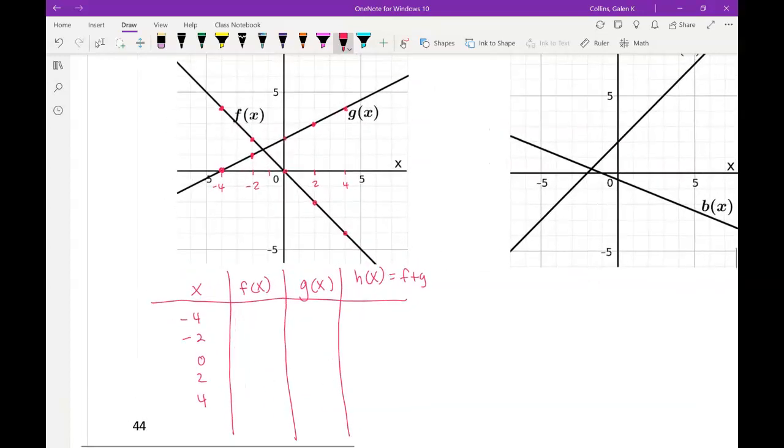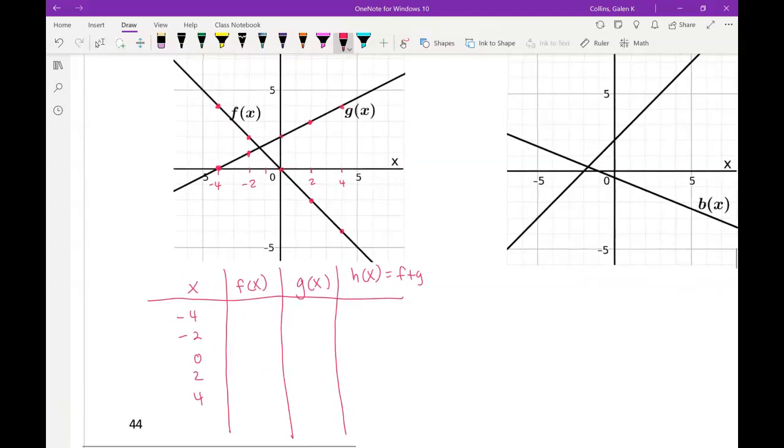Let's see, because we don't have to come up with the equation yet. That's the other way we could do this. All right, so I'm going to just look at f, and f is this line, and I can tell that just based on how the graph is labeled. So when x is -4, f is +4. When x is -2, f is +2. When x is 0, f is 0. When x is +2, f is -2. And lastly, when x is +4, f is -4.